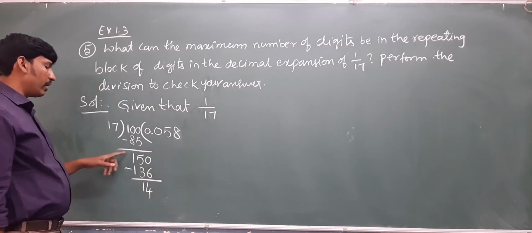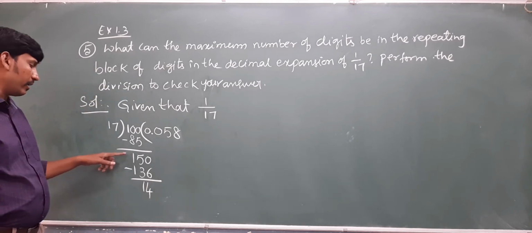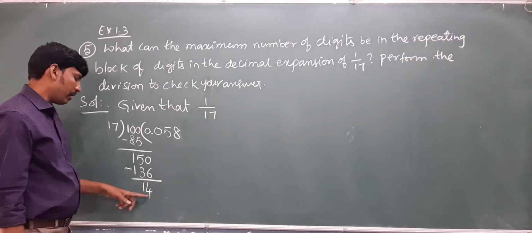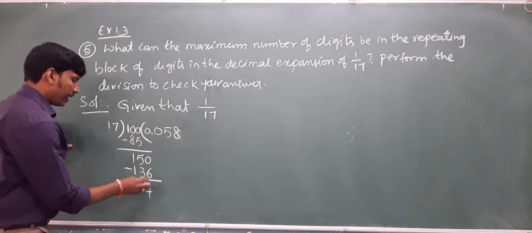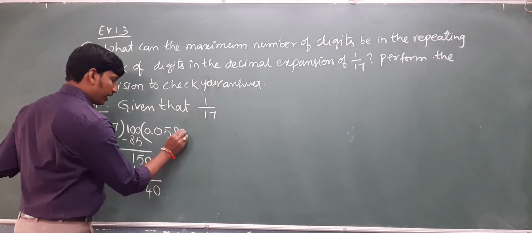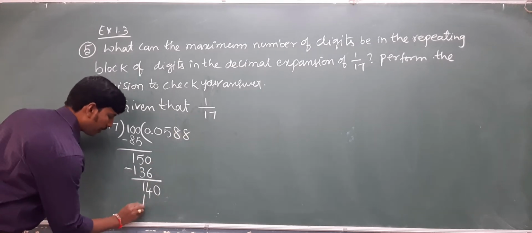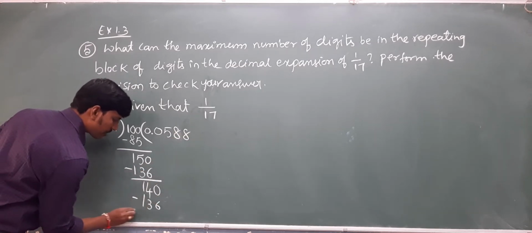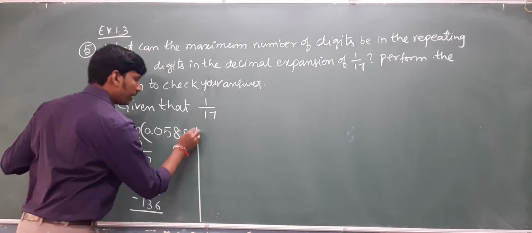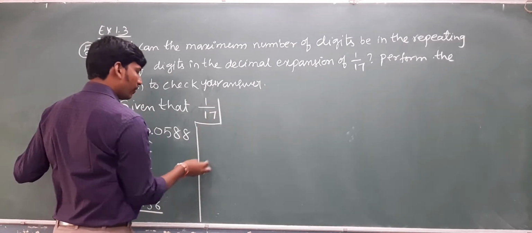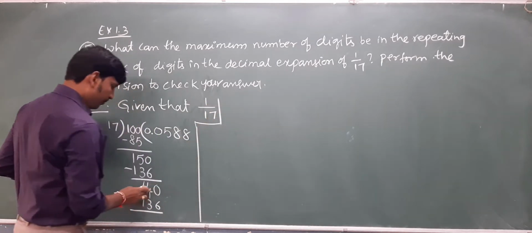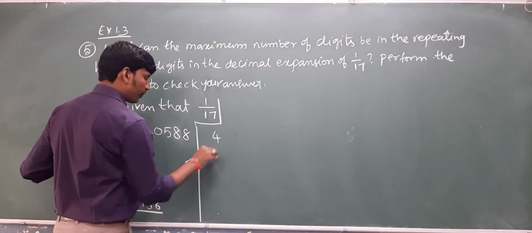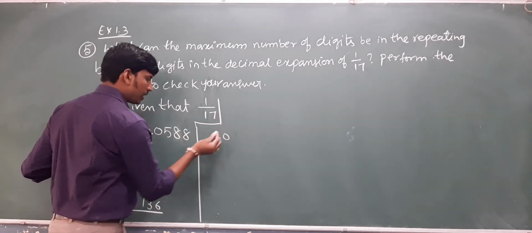Now you just remember what remainders we are getting here. Here it is 15, that is 1 5, and here 1 4. Okay, 14, again 0. Now again you need to take 8s. So again 136. Clear? When you subtract these two, what are you going to get here? 140 minus 136 is 4. Okay, decimal and keep 0.